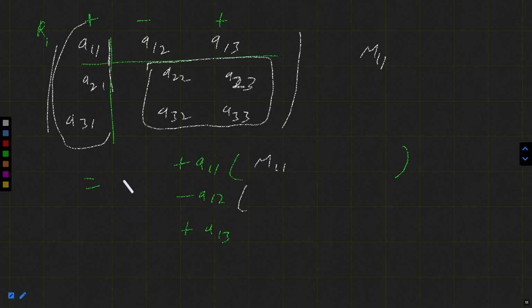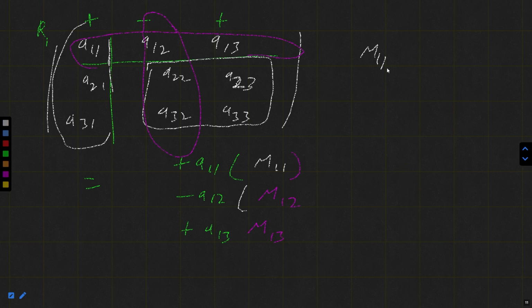The same thing happens here. To find the determinant, you eliminate the first row and second column, and find the determinant of this 2 cross 2 matrix with entries A21, A23, A31, A33. This is just M12, and the same for M13. Clear? And one thing more.